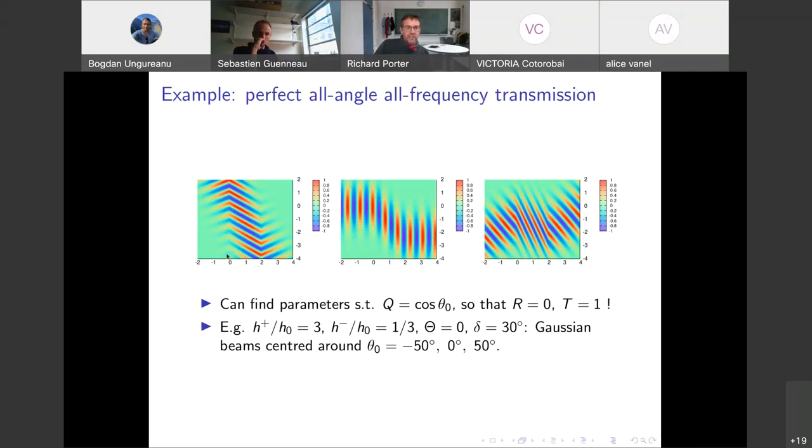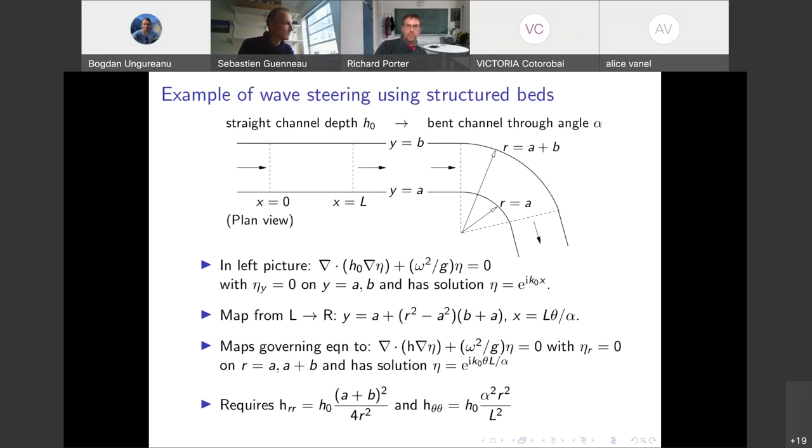Okay, I should also say I've got two interfaces here. I'm going from a conventional depth to a metamaterial bathymetric plate array back to a conventional depth again. So I've done a slightly different problem here just to illustrate this negative refraction. Okay, so this is all angle, all frequency transmission, albeit under a shallow water approximation.